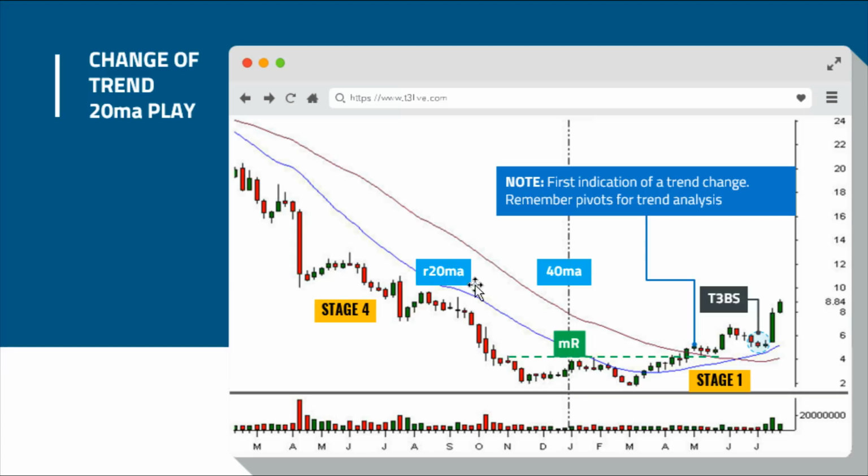This was a transitionary buy setup right here. In fact, there was a buy setup already there. So what do I mean by transitionary buy setup? Let me show you. Okay, so when stocks are downtrending, here's the downtrend.